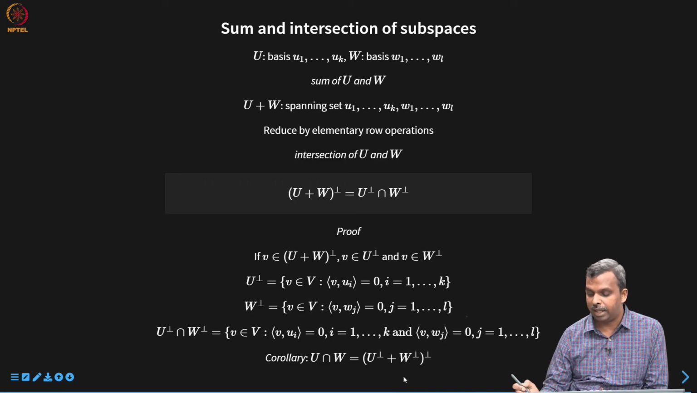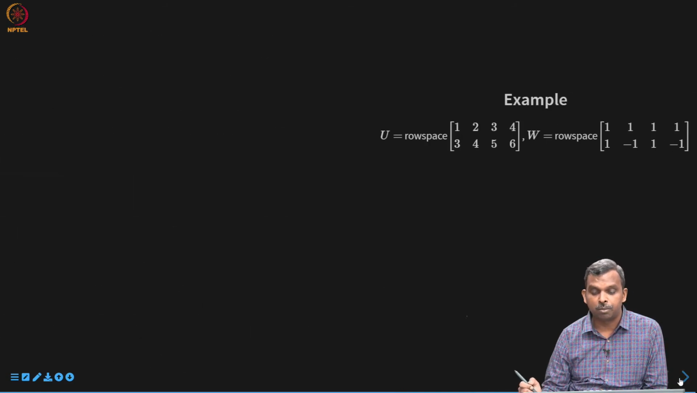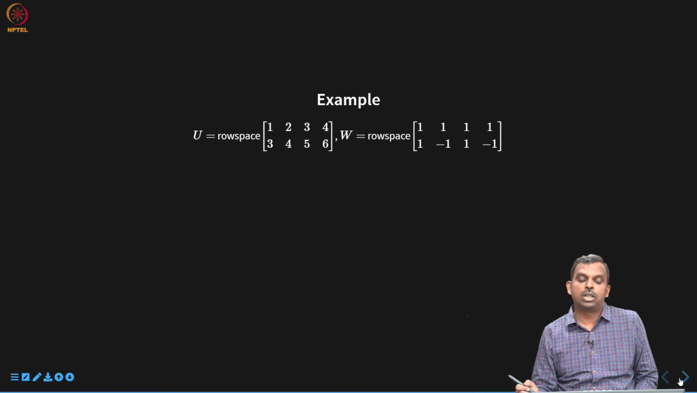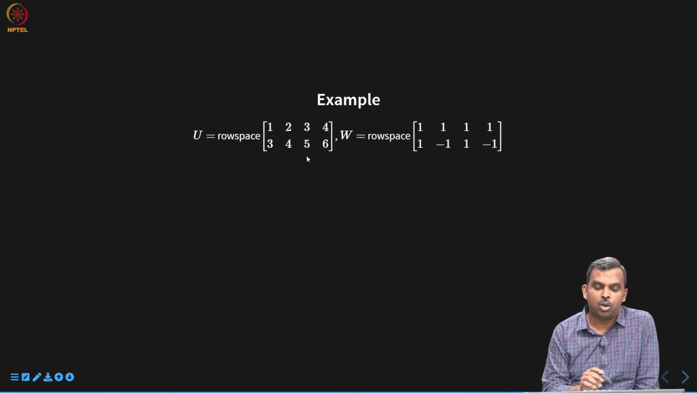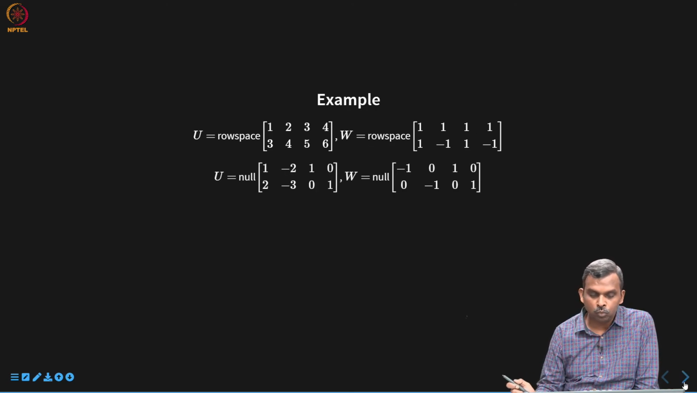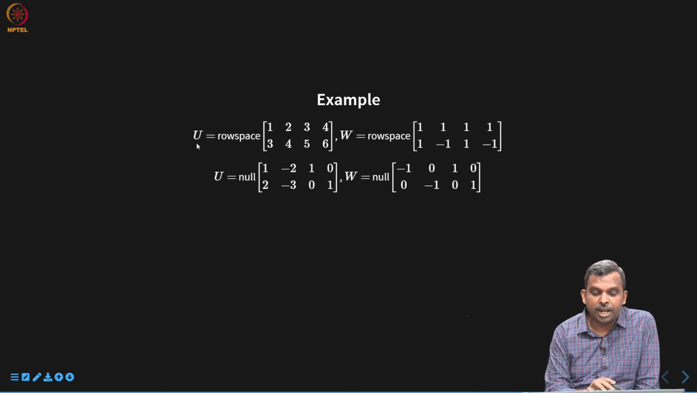So, let me show you a quick example of this and close this lecture. Here are two subspaces I have specified using spanning sets. U is the row space of 1, 2, 3, 4, 3, 4, 5, 6 and W is the row space of something else. Supposing you want to find U plus W, this is good enough. It is nothing but all these four rows put one below the other, it is easy to do.